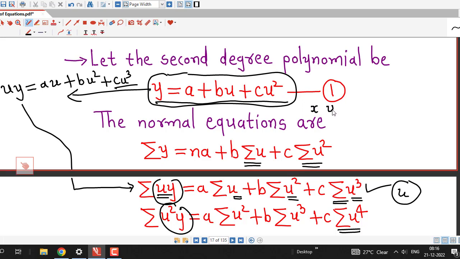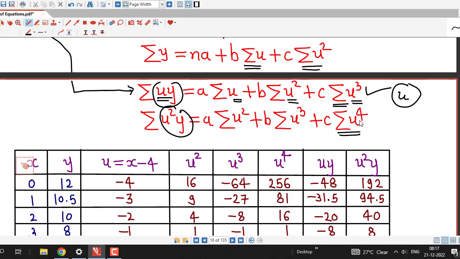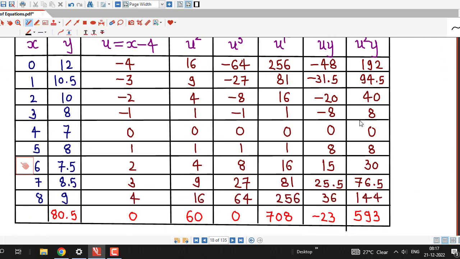First I have to write down x and y, then I have to find out value of u, which is x minus 4, then I will require u square, u raised to 3, u raised to 4, u into y, and u square into y. From these normal equations we will decide how many columns are required in the table. So I have prepared the table according to this.